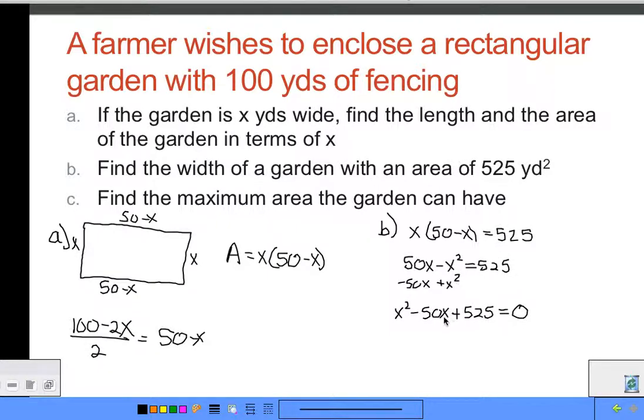And it's up to you the method to solve. You could do quadratic equation, completing the square, or you could attempt to factor. And if you solve using any of these methods, so let's pause it, see if you can solve it, you should end up with x equals 15 or x equals 35.